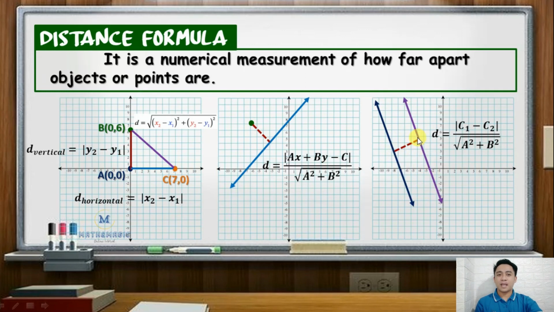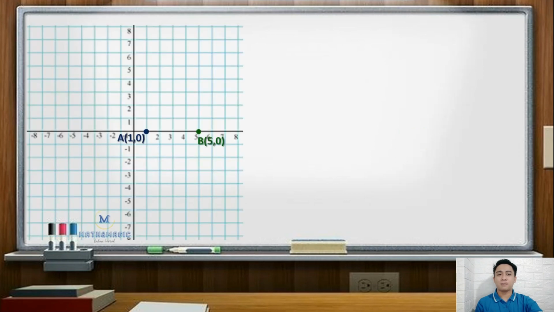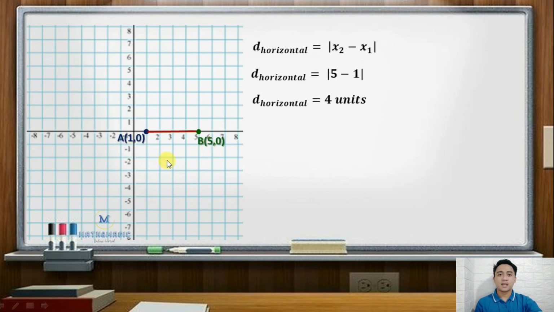Now, the distance between any two points on a number line, horizontal or vertical, can be found by simply finding the length of the segment determined by these points. In the graph, the coordinates of points A and B are (1, 0) and (5, 0), respectively. Since the y values of the two points are the same, we will just get the absolute difference of the x values of the two coordinates. Absolute difference of 1 and 5 is 4. Thus, the distance of points A and B, or the length of line segment AB, is 4 units.